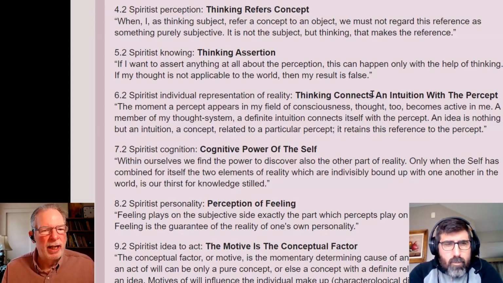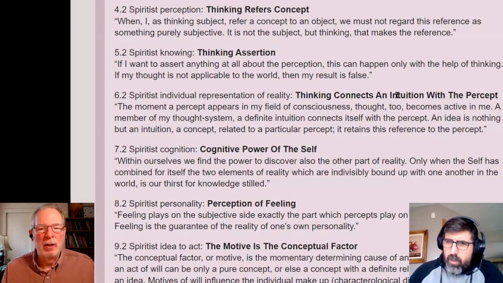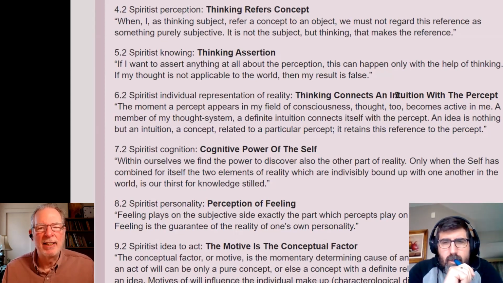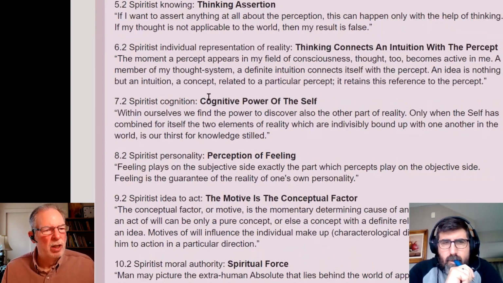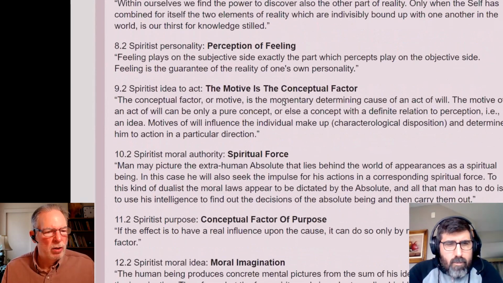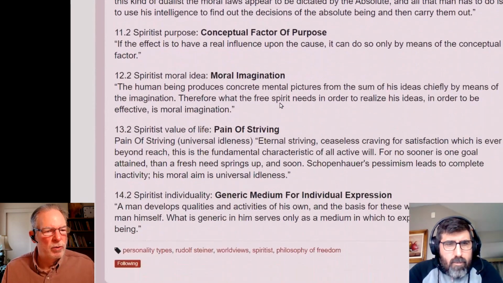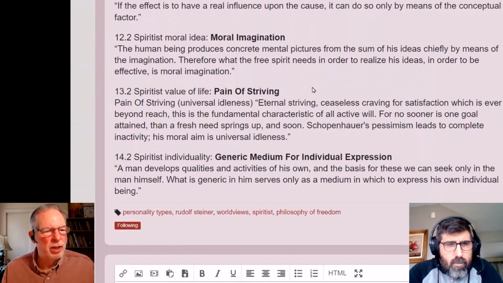Here, thinking connects an intuition with the percept. The pure concept is that pure spiritual element. It doesn't have material in it. It's a pure spiritual essence. The concept is the essence of matter, of physical things, so it's the spiritual essence. You've got the cognitive power of self at 7.2. Spiritual force, moral imagination comes under here.